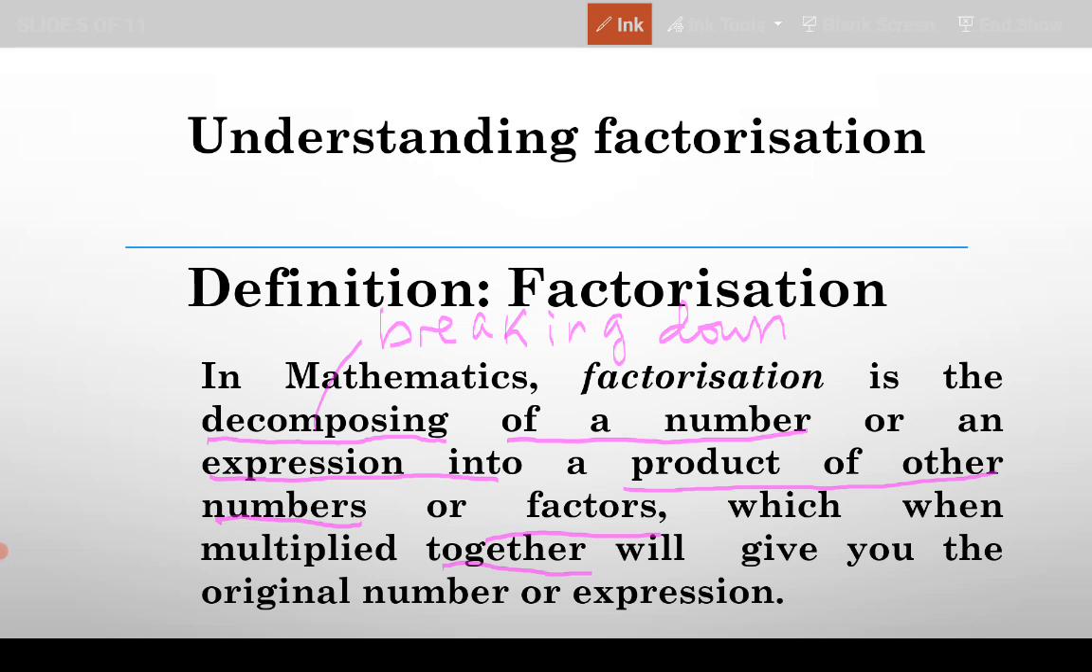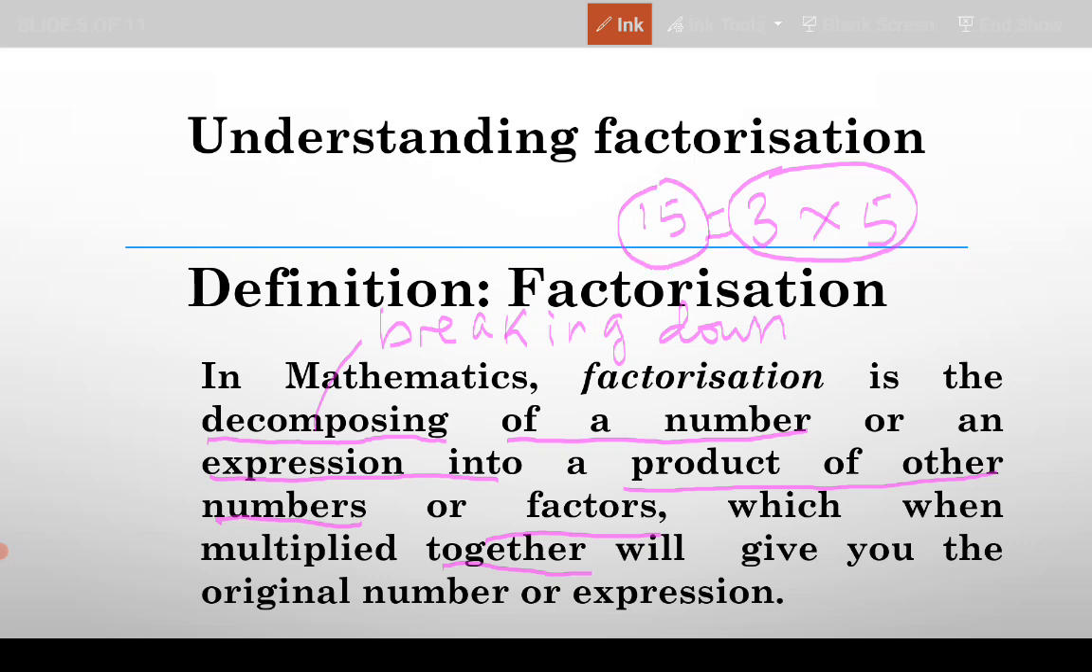I'll give you an example. A number such as 15 can be factorized as 3 multiplied by 5. So in this case, 3 and 5 are factors of 15. What we just did is to factorize 15 into 3 and 5. Don't forget to include the multiplication sign to show that you can get back the number 15 by multiplying 3 and 5.